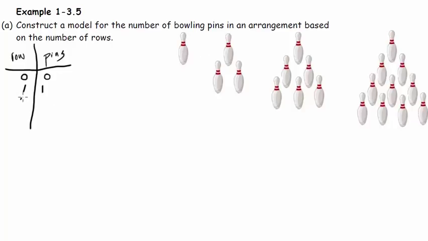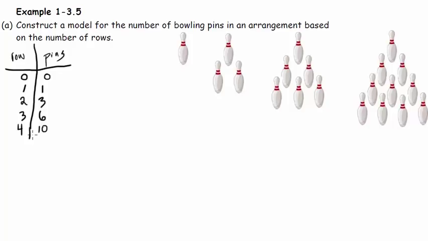If I have 2 rows, I have 3 pins. If I have 3 rows, I have 1, 2, 3, 4, 5, 6. I have 6 pins. And then if I have 4 rows, I have 10 pins. Alright, now this is a tough one, which is why we're doing it together. I wouldn't give you one this tough on the homework. But if we can do this, we can tackle all the ones in the homework.